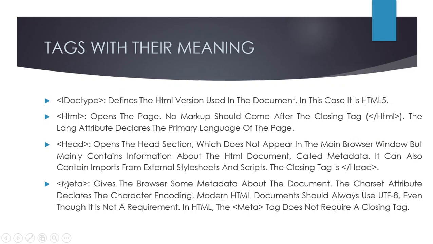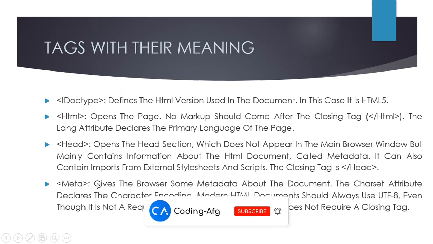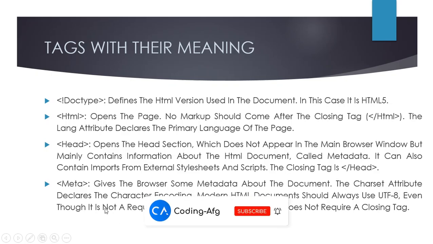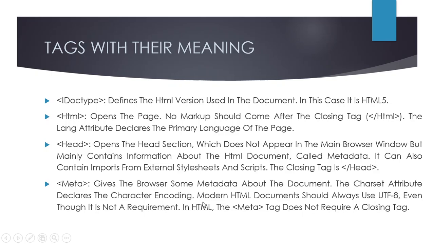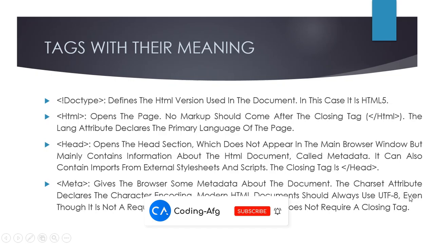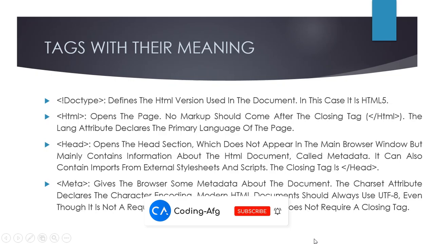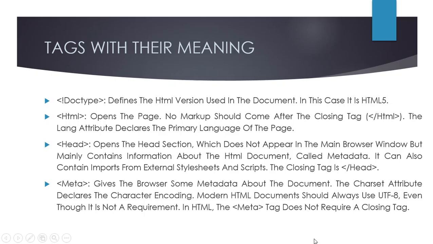Then we have the meta tags. The meta tag gives the browser some metadata about the document. The charset attribute declares the character encoding. Modern HTML documents should always use UTF-8, even though it is not a requirement in HTML. The meta tag does not require a closing tag. So it means that meta doesn't have a closing tag. And what is the main reason we use the meta tag?